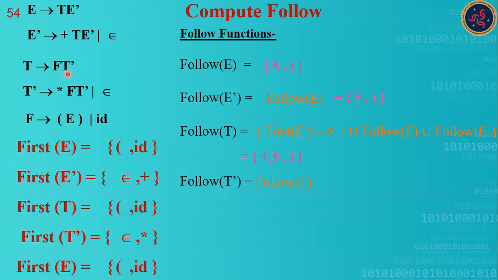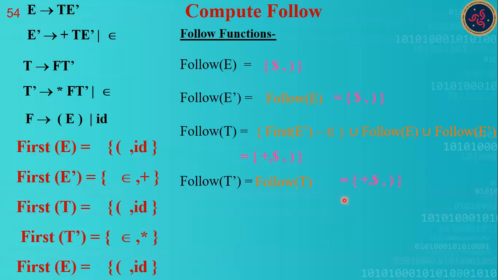Follow of T prime will be equal to follow of T, that is apply rule number 2. Since T prime is the last element of this particular production, if you want to find out the follow of T prime, take the follow of the non-terminal which is in the LHS of this production, that is follow of T. What is follow of T? We have already found out, that is plus, dollar symbol and closing bracket. So directly we can take those values.